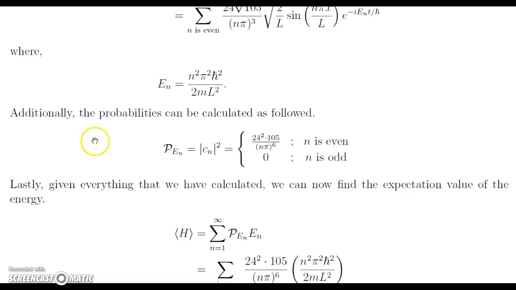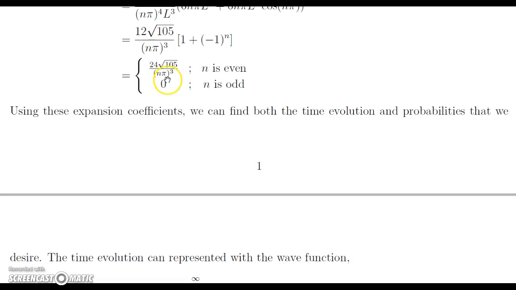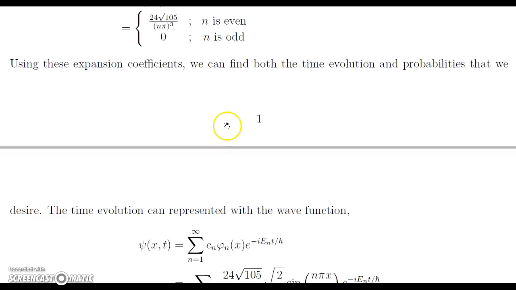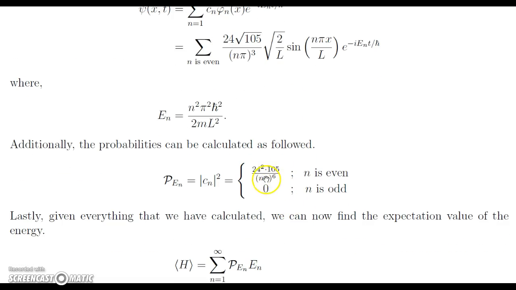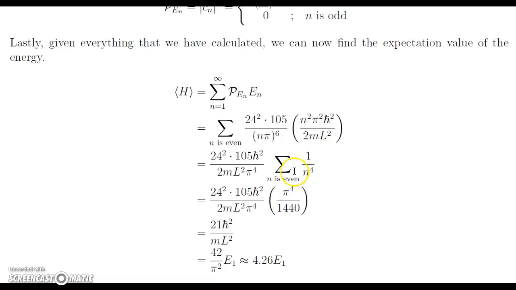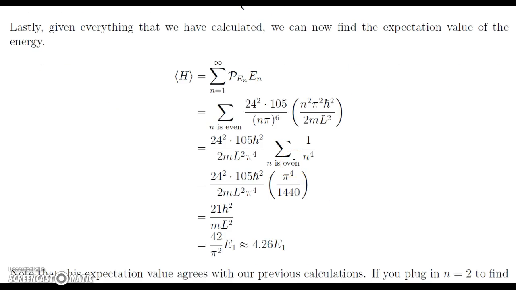So before we get to the expectation value, we need the probabilities. And these can be calculated as follows. We just take the modulus squared of C_n, our coefficients above, and we can just square both pieces because it's piecewise. So we get 24 squared times 105 over (n pi)^6 when it's even and still 0 when it's odd. And now having all these pieces, we can find the expectation value of the energy.